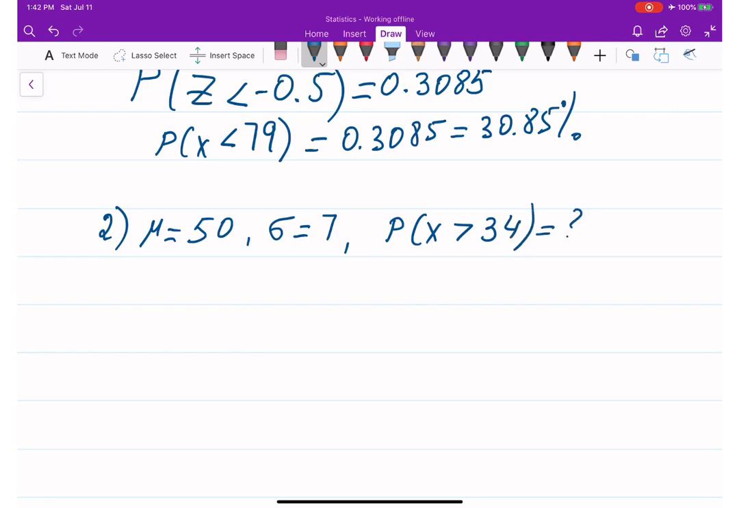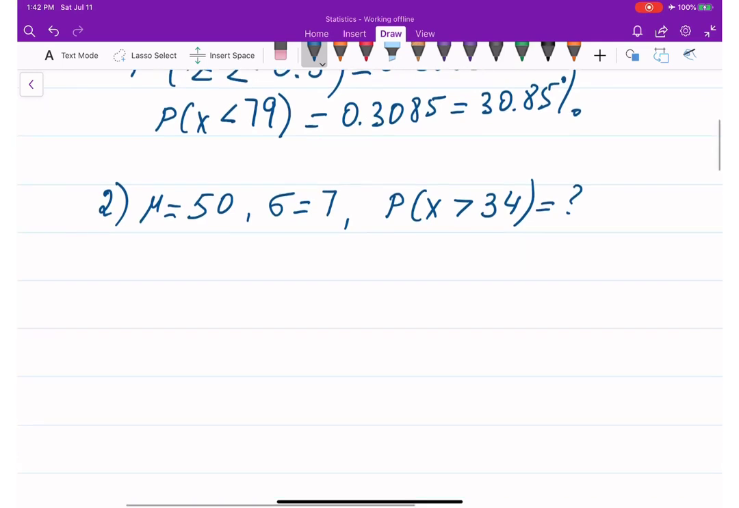This is interesting. I just told you that our table is showing less than, which is left tail, less than. So how we are going to deal if we have greater than? Okay, very easy. Let's do drafting.